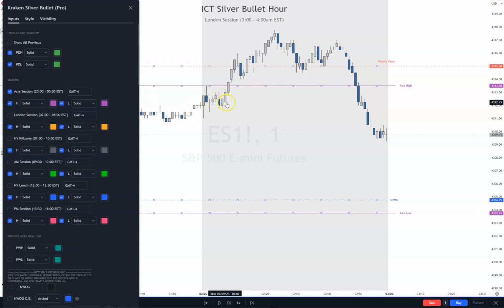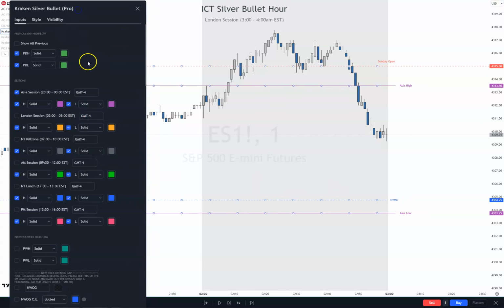Okay, so right now, before we start, we see that Asia high has been taken out, and so now we're targeting the Asia low. All right, obviously we're down here. We'd like to see it pull back, retrace some, and then come back in here. All right, so that's where we're at.